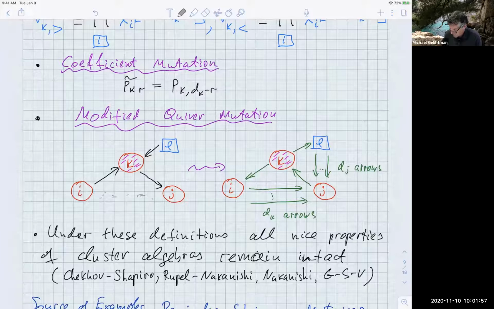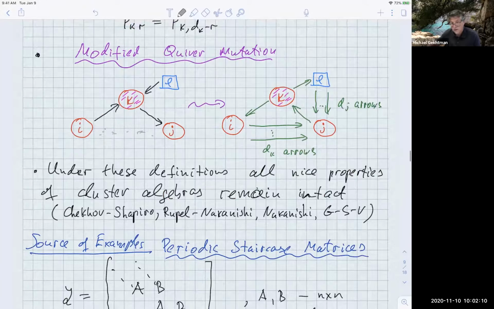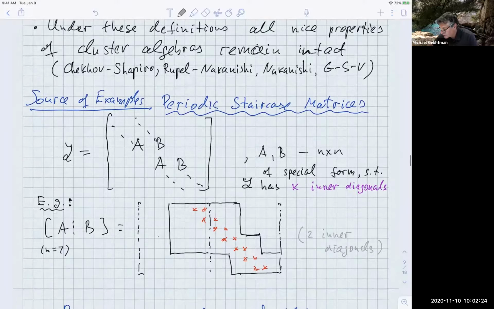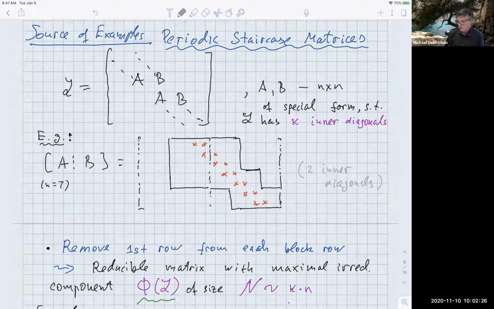All right, so we had an example of generalized cluster structure. Now we have this general definition, and maybe it's good to look for more examples. And so this is what we did, and it turned out that there is a nice source of examples where you use versions of our master identity, and then you can build these generalized cluster structures on some natural objects. And the nice source of examples is so-called periodic staircase matrices. So, what it is is shown here.